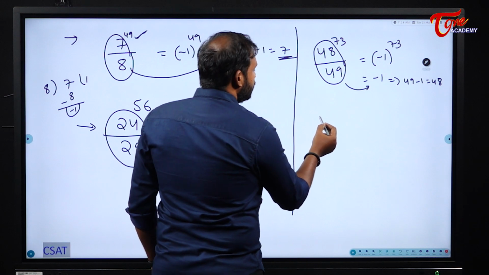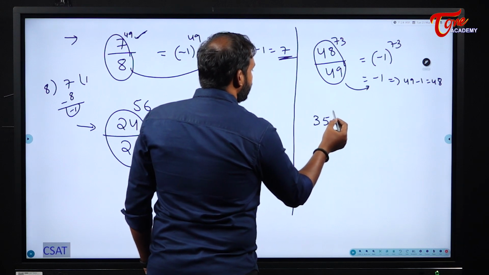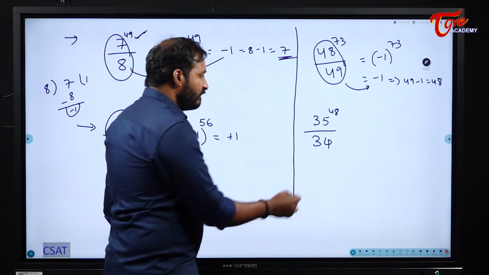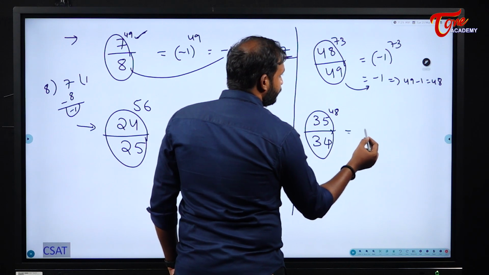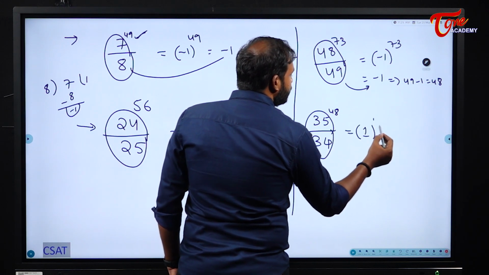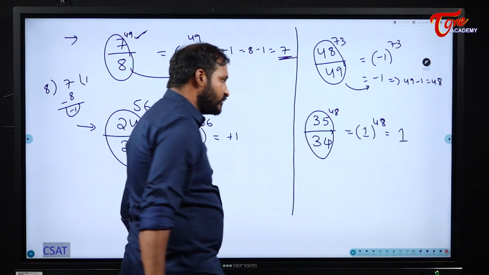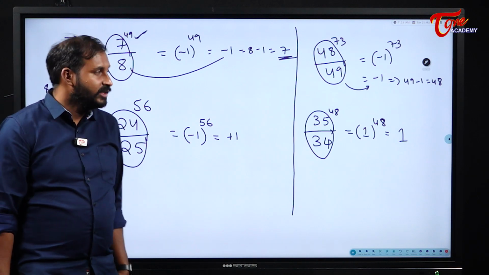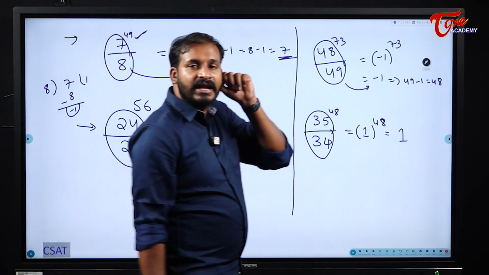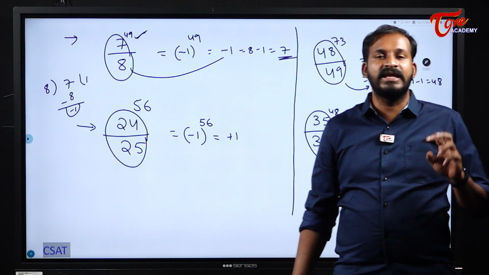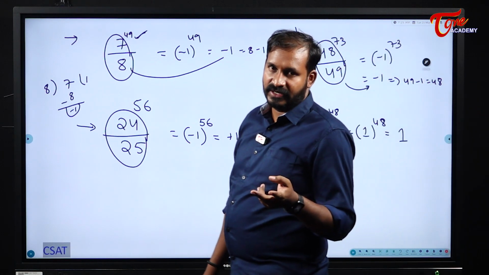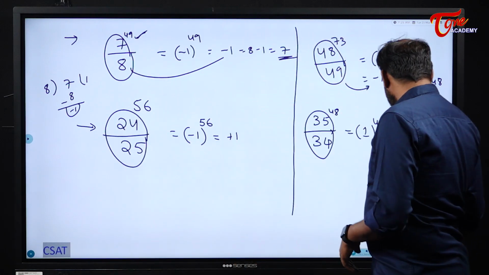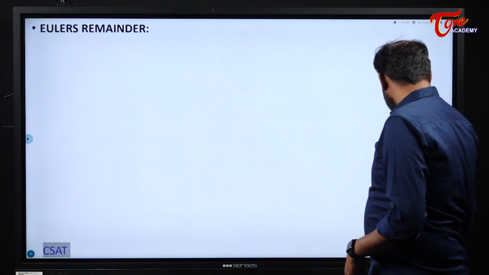And similarly, 35 to the power of 48 by 34. If I want to write the remainder for this, 35 by 34, what is the remainder? Plus 1. To the power of 48, 1 only. No need to worry with these positive remainders. You will get 1. So, in most of the cases, we can write the difference between numerator and denominator as either plus 1 or minus 1. It doesn't matter for us. We can write it as plus 1 or minus 1 and we need to solve them. Now, we will see some different questions from this one. Okay.